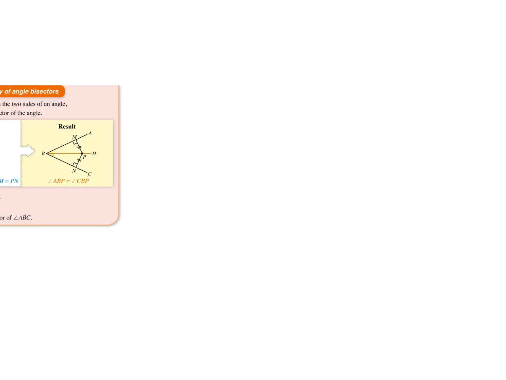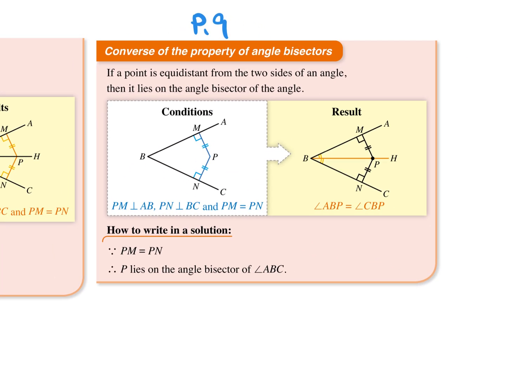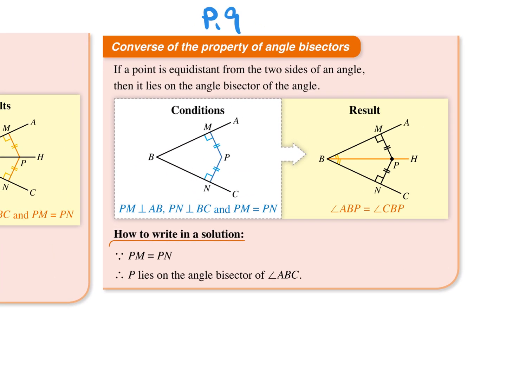Hey boys, in your textbook, page 8, we have a property of angle bisectors. The condition is when we know that BH is the angle bisector of angle ABC, which is angle ABH equals angle CBH. And then we have the result that for every point on BH, for example a P here, and then we draw the perpendicular foot here and another perpendicular foot here, then the distance has to be equal.